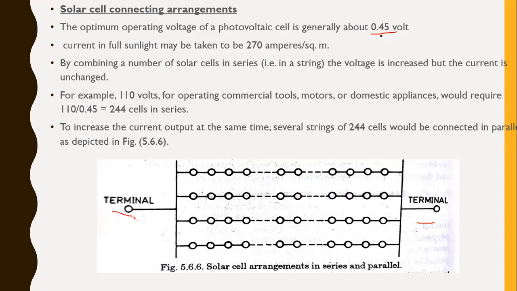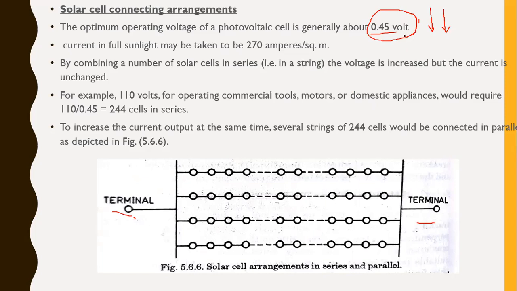A decrease or some increase in solar radiation has little effect on voltage. Suppose solar radiation decreases, so sunlight falling on the photovoltaic cells decreases. The voltage will be little affected. This 0.45 will decrease slightly, up to 0.40 or 0.42 like that, but it is not that much varied.